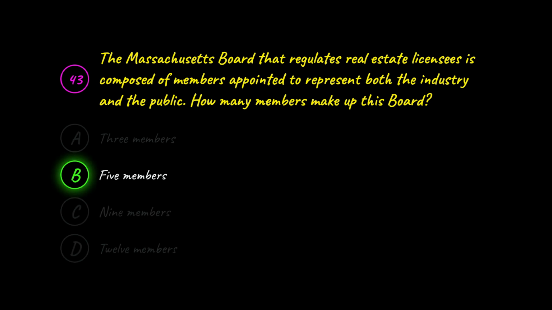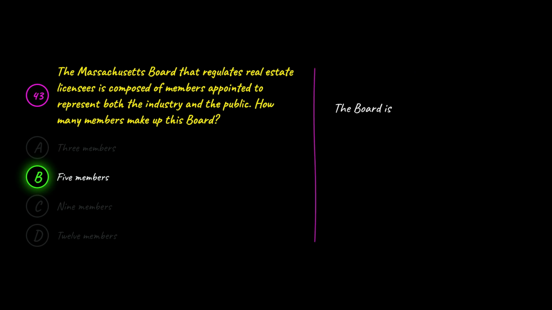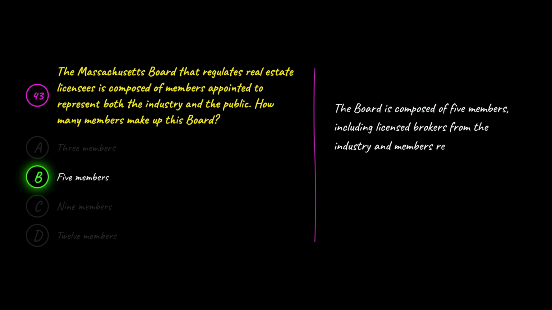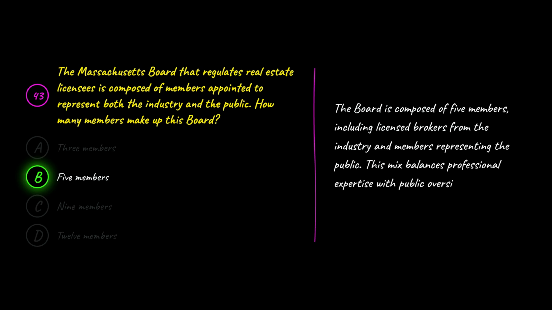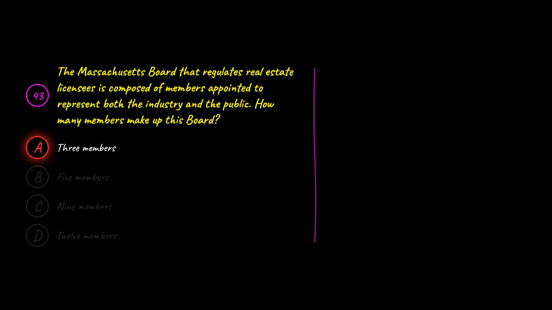The correct answer is B. 5 members. B is correct because the board is composed of 5 members, including licensed brokers from the industry and members representing the public. This mix balances professional expertise with public oversight in regulating real estate licensees across the state. A is wrong because 3 members is too few for this board.